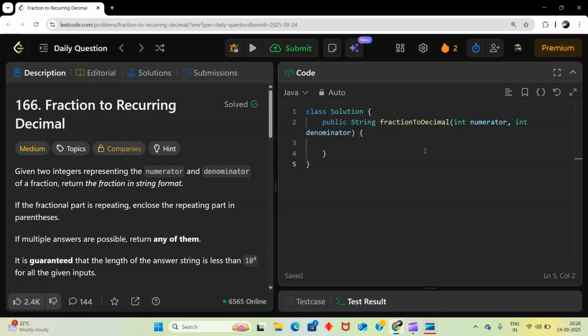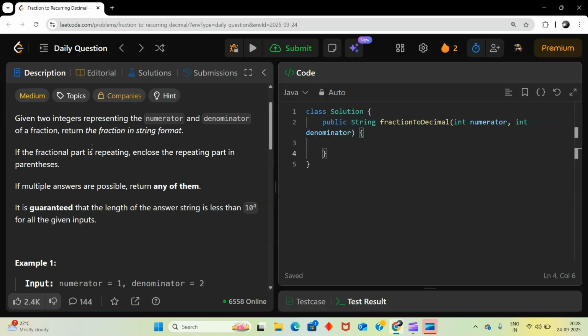Everyone, let's start solving today's LeetCode daily challenge question. The question is Fraction to Recurring Decimal. Given two integers representing the numerator and denominator of a fraction, return the fraction in string format. If the fractional part is repeating, enclose the repeating part in parentheses. If multiple answers are possible, return any of them.